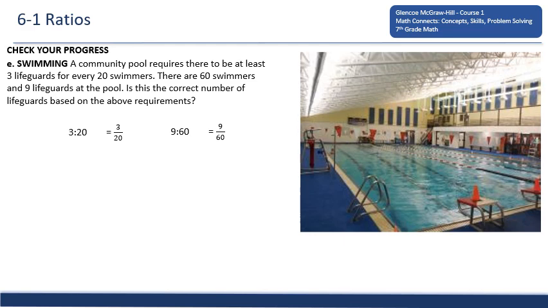right now. So if we want to try and get the 9 to 60 equivalent to the 3 to 20, or down close to see if they're equivalent, we'll divide the numerator and denominator by 3. 60 divided by 3 is 20. 9 divided by 3 is 3. So they do have the 3 lifeguards for every 20 swimmers in place. And the recommended ratio is met.